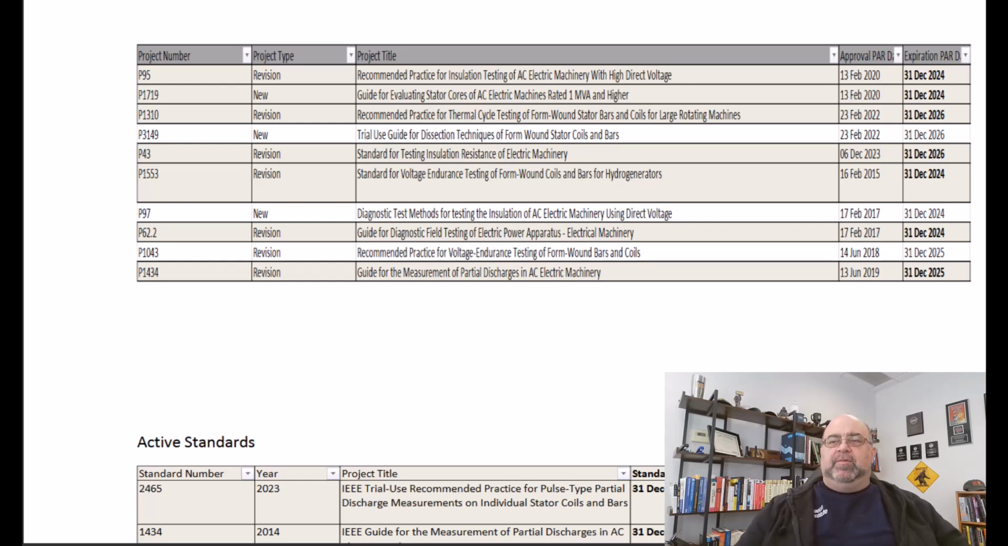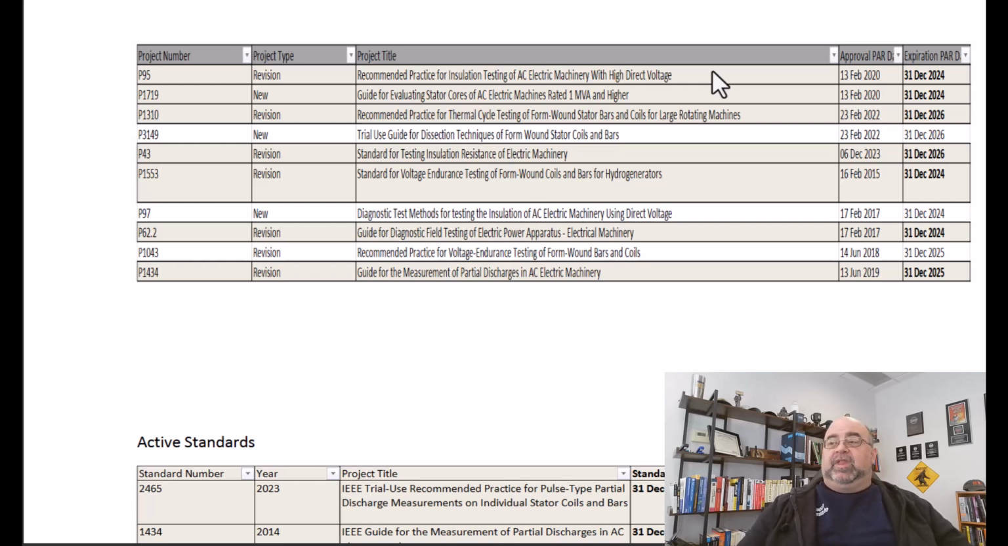So I'm going to go through some of the ones that we covered just so you know what's coming up. I'm not going to get into any details because these are not completed. Some of them are brand new, some of them are rewrites, but I'll just describe what the standards are about. So P95, which has been around for a long time, is the recommended practice for insulation testing of AC machinery with direct high voltage. That is your high-pot test.